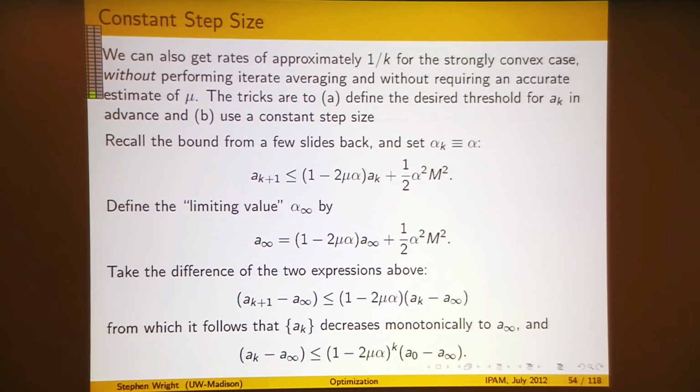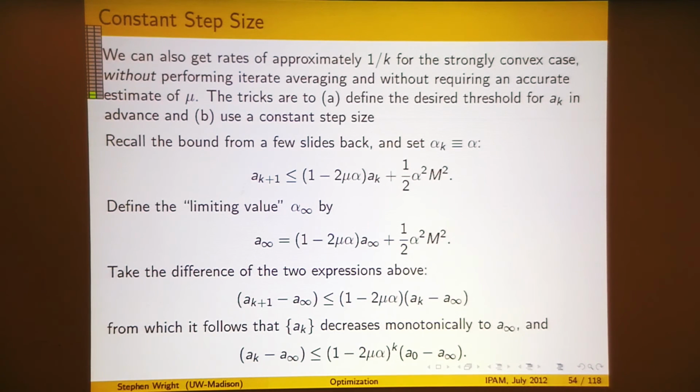So I can figure out what the limiting value is by simply putting A infinity both here and here. And now I've got an expression in which the only thing I don't know, assuming I know the alpha, I can tell you what A infinity is by solving this equation for A infinity, right? And I'll tell you how to do that on the next slide. But before I do that, let me compare this expression, which is the step-by-step expression, with the limiting expression.